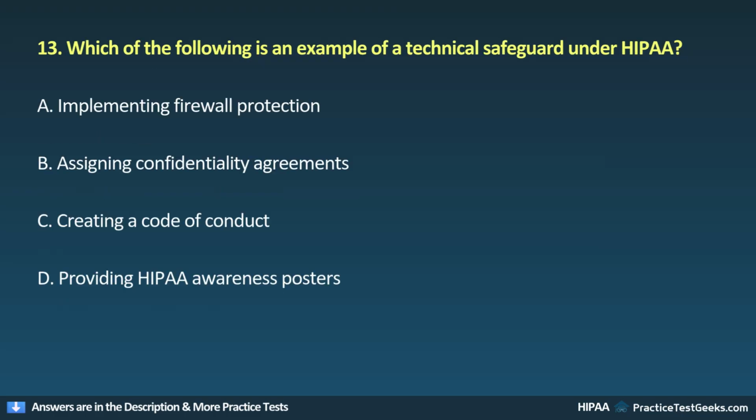13. Which of the following is an example of a technical safeguard under HIPAA? A. Implementing firewall protection. B. Assigning confidentiality agreements. C. Creating a code of conduct. D. Providing HIPAA awareness posters.